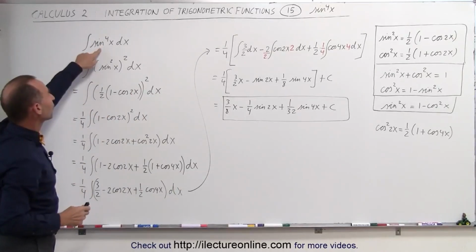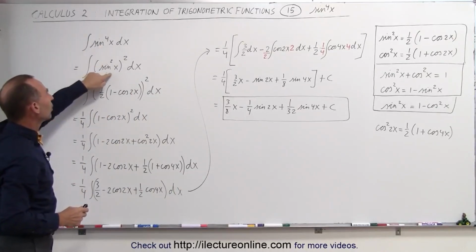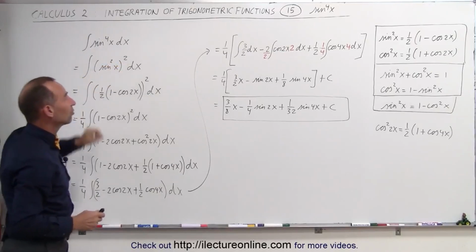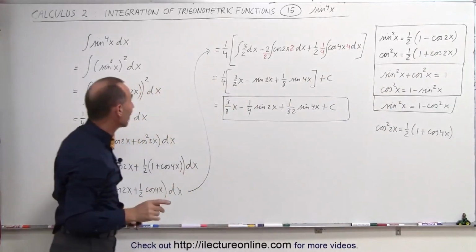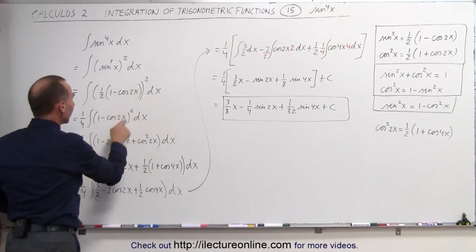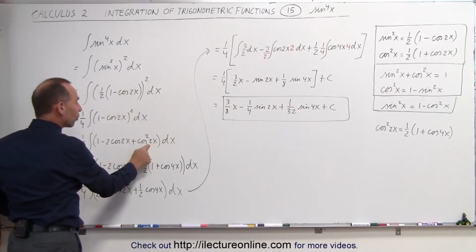So we write the sine to the 4th of x as the sine squared of x, squared, and then we make the substitution that the sine squared of x can be written in terms of the cosine of 2x to the first power. We multiply this out. Now we get a square again.